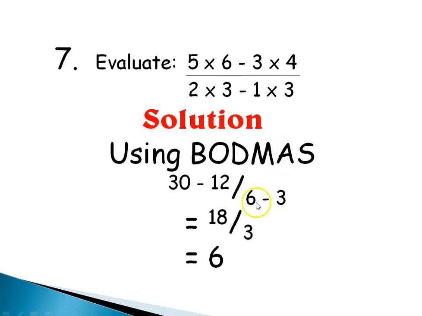Is that okay? Alright, so 30 minus 12 is 18. 6 minus 3 is 3. Then 18 divided by 3 will give me 6. So my answer is 6. Are you okay with this? Good.